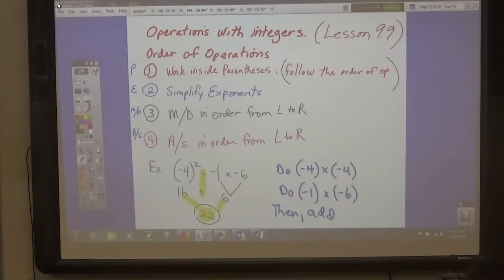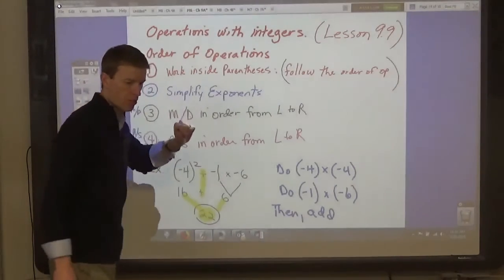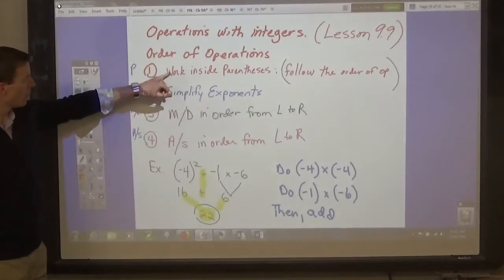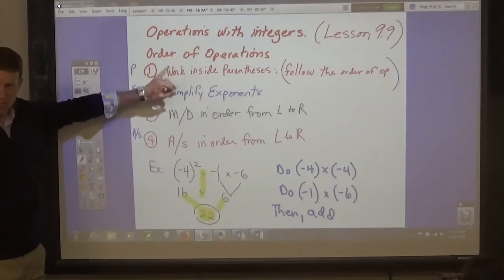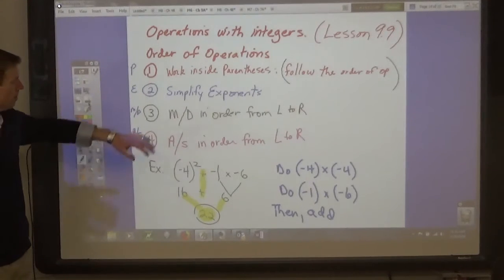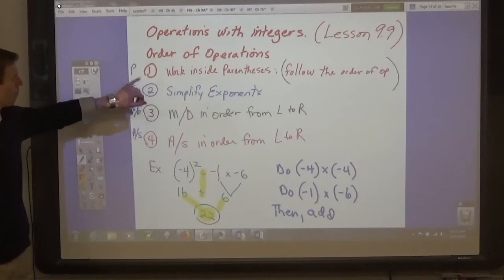So in lesson 9.9, this last lesson in the chapter, we're going to do some operations with integers. We're going to do some problems where there are a number of different operations and you have to follow the order of operations in order to find the answer. Okay? So this first part is just reviewing those steps.